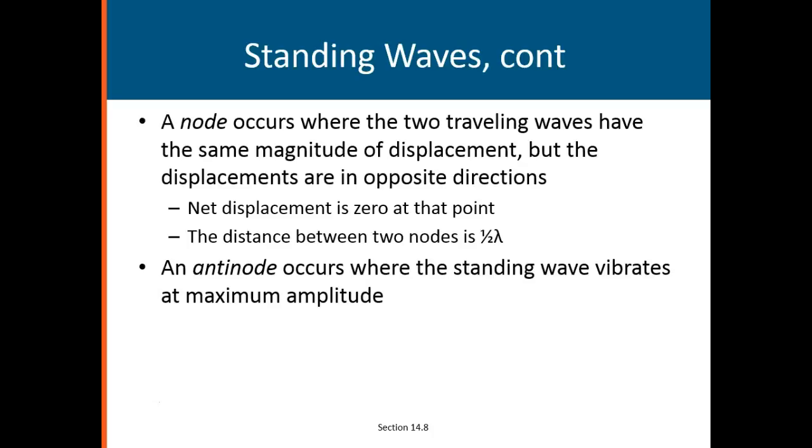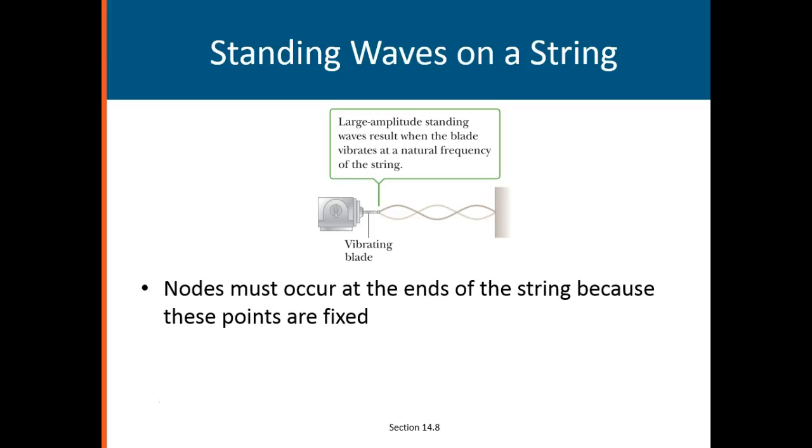Here's a picture of this. Okay? And this is picture 14.7 in your text. A large amplitude standing wave results when the blade, a vibrating blade going up and down like this, with a wall here that reflects on it, vibrates at a natural frequency of the string, meaning that this could just be one up and one down. That would be a natural frequency.